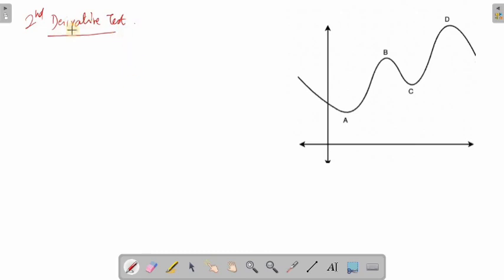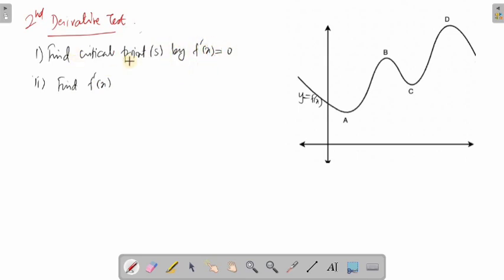As the name suggests, we need to find the second order derivative of the given function. As you all are quite aware, this is y equals f of x. Here I just need to tell you one thing. First, find the critical points. Next, you find f dash of x equals 0. Obviously you find critical points using the first order derivative only. All of you know this. Then after that, find f double dash of x, the second order derivative.